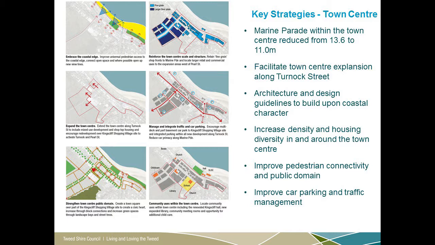This is a really good opportunity to look at activating that side of the street and getting those better public thoroughfares and through connections. Another key strategy, which is in volume 3, so it's the pointy end of what buildings look like, is looking at the architecture and design guidelines that are going to build upon the coastal character of Kingscliff. So you might like to think about at your table, what buildings do you like in Kingscliff and why?